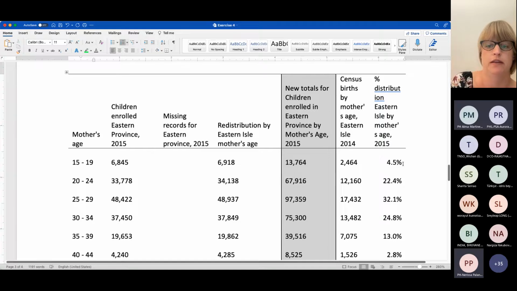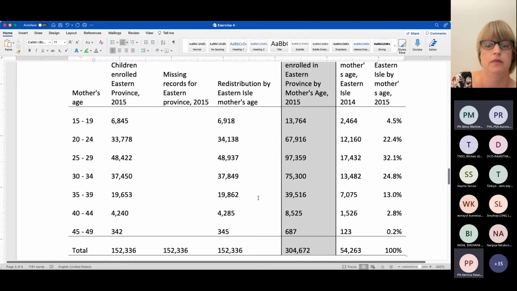So we took the percent times the missing, and then we got a new number, this number here. And then we can add the enrolled that we already have the information for. We have these records, and these are the ones that are blank that we redistributed. And once we add them together, we get a new total. And so now we have our total number of students, which is 304,000 enrolled in this Eastern province.